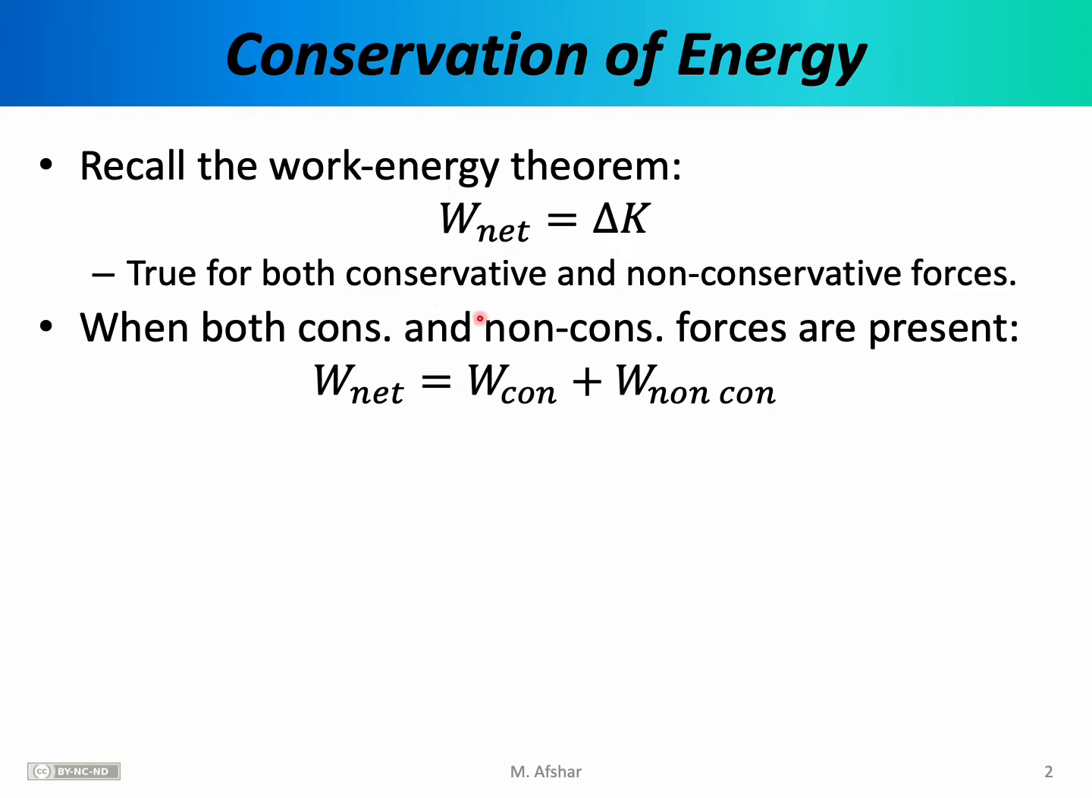And therefore, when we talk about the net work, we have to talk about the sum of all of those forces, which means we can express W net as the sum of the work done by conservative forces and the work done by non-conservative forces. The important idea here is that you cannot use the work energy theorem for individual work. It must be the net work on the object.